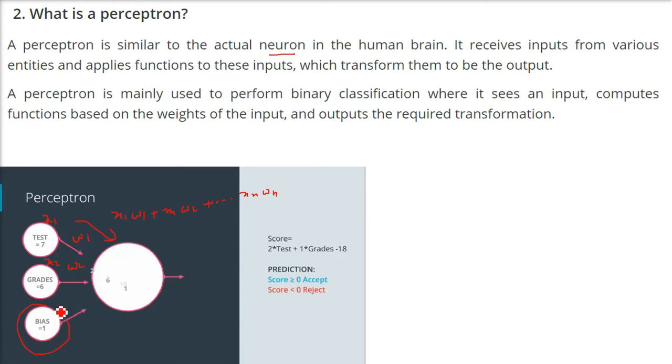Then you add a bias. Bias is simply a value, so that we don't want it to always go from the origin. We add them, and then finally we pass it through the activation function. This perceptron is mainly used to perform binary classification, where it sees an input, computes functions based on the weights of the input, and outputs the required transformation. So this is actually the neuron in the human brain.